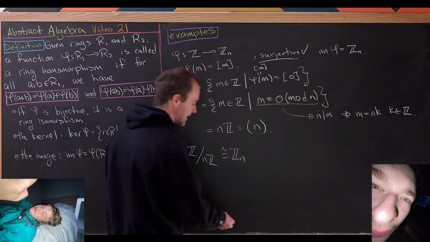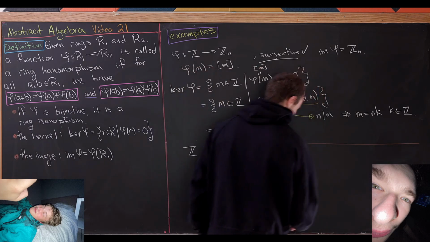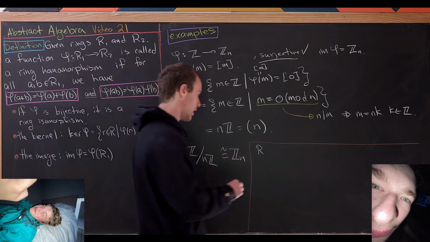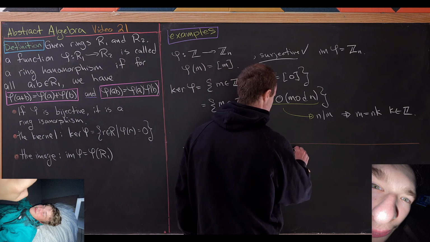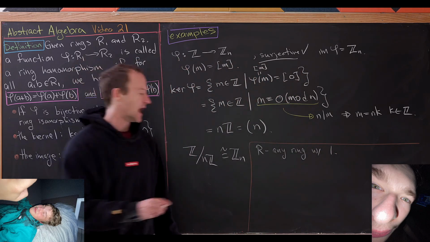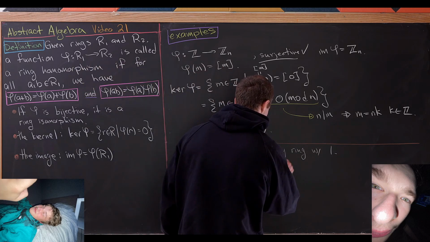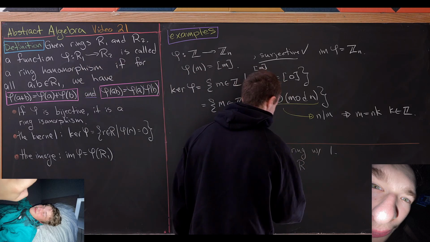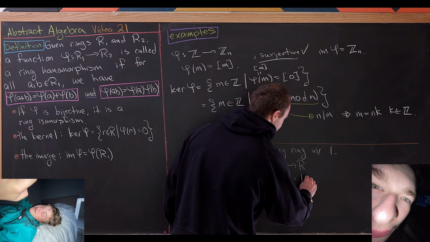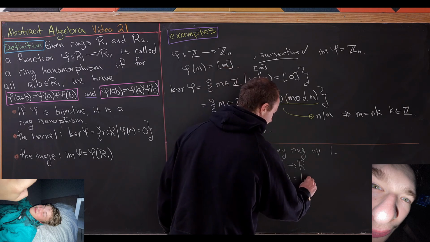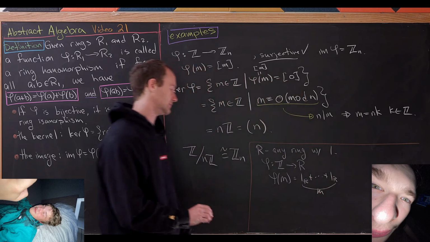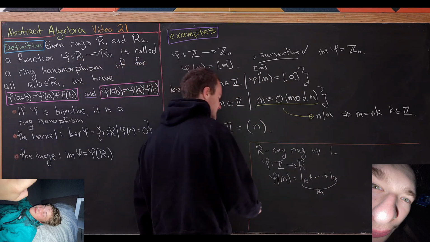And now let's look at a bigger application of this. So let's say that R is any ring with 1. So this is, like I said, any ring with a multiplicative identity. And then let's take phi from Z to R defined as follows. Let's say phi of m is equal to the identity inside of R, I'll call that 1 sub R, added to itself m times. And now what will the kernel be in this case?